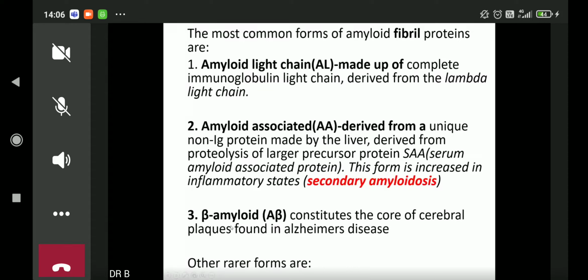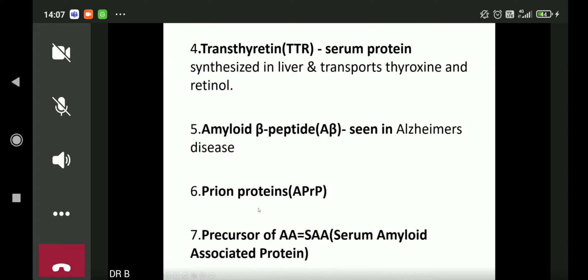The third major fibrillary protein is the A beta amyloid, which constitutes the core of cerebral plaques found in Alzheimer's disease, which one of you has mentioned, there was a brief mention of amyloid when you were discussing Alzheimer's. So when you talk about Alzheimer's, what should occur to you? That A beta amyloid occurs in the cerebral plaques. What are the other rare forms? So these are the three major forms.